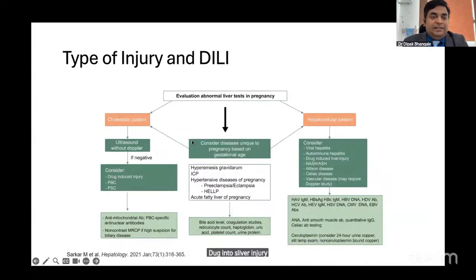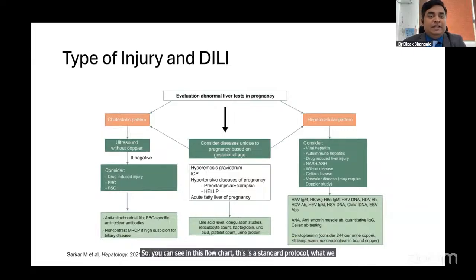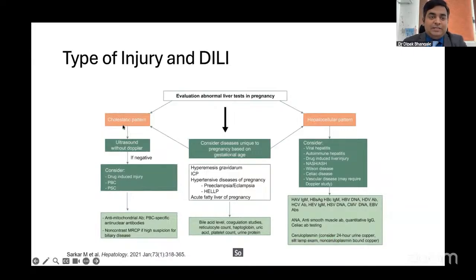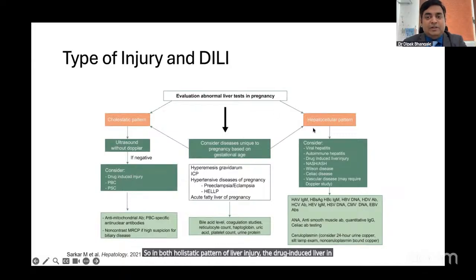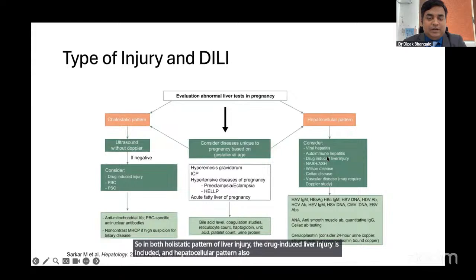So you can see in this flow chart, this is the standard protocol we follow for liver tests in pregnancy. In both the cholestatic pattern of liver injury and the hepatocellular pattern, drug-induced liver injury is included.